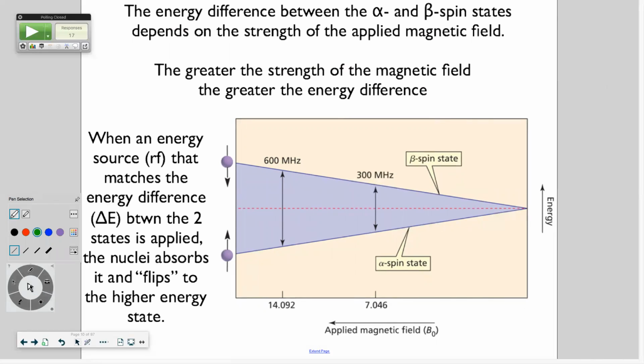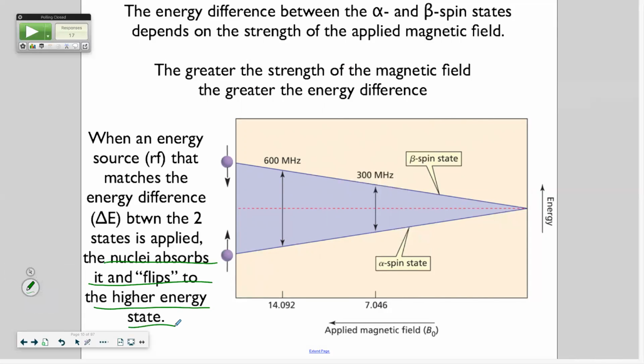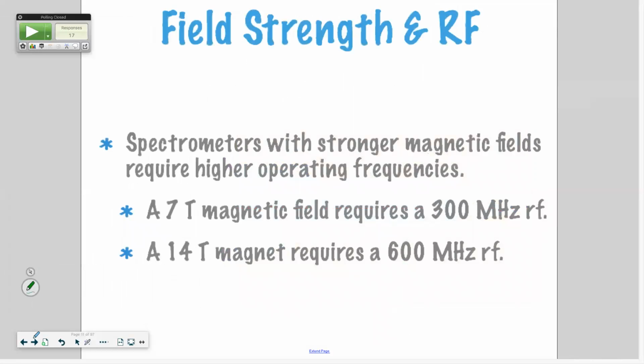So the higher the applied magnetic field, the bigger the differences between the two spin states. Okay. When an energy source that matches the energy difference between the two states is applied, the nuclei absorbs that energy and flips to the higher energy state. That's basically what we're going to do. I don't know who figured this out or how they got it started. It still kind of blows my mind.